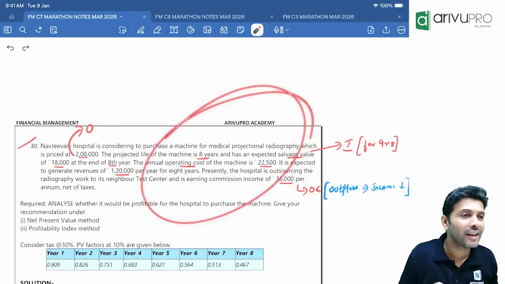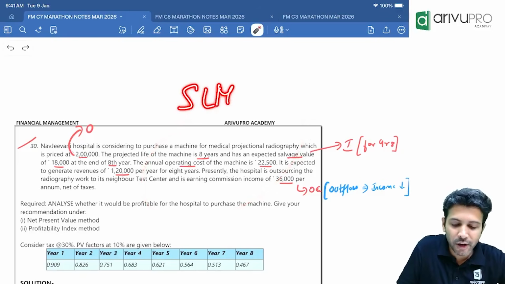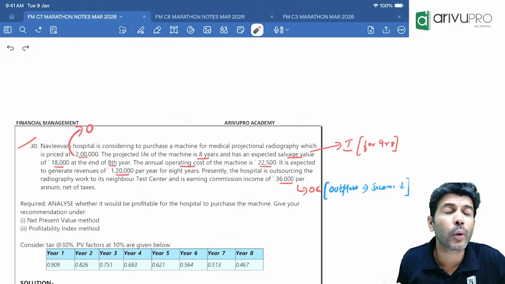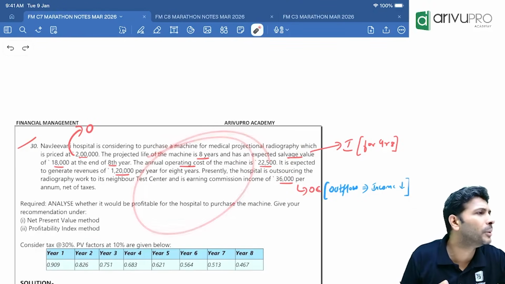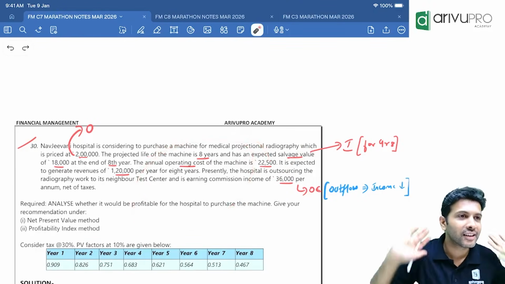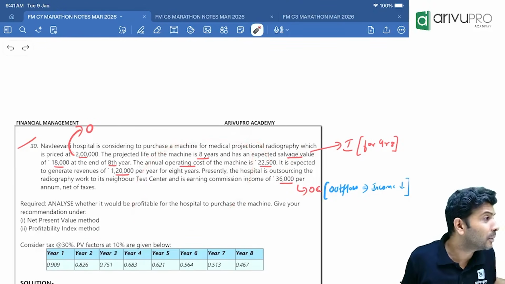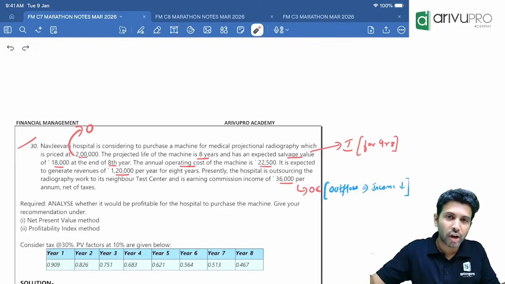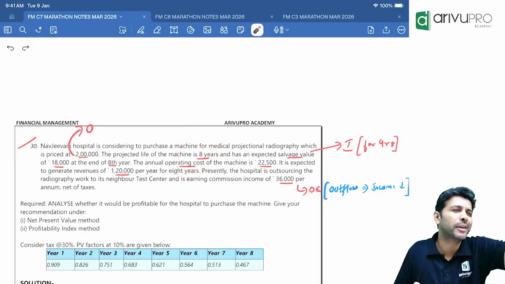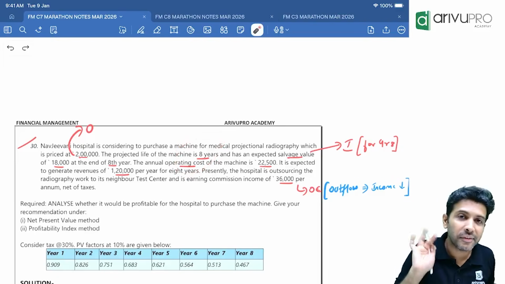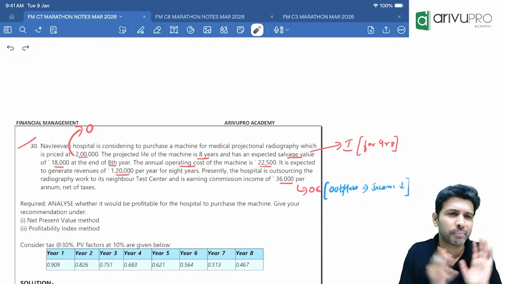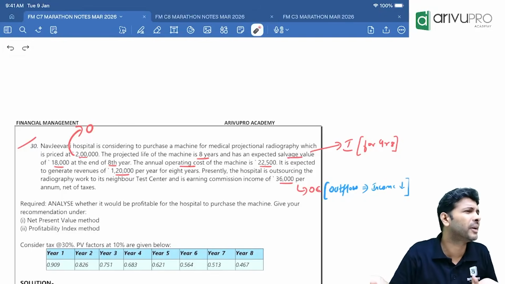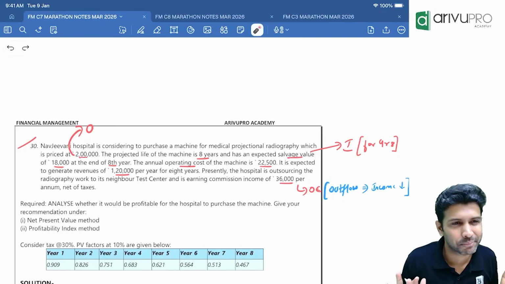In FMA, for all our questions by default, we will take what? SLM. We will take the WDV method only if the question mentions it. SLM means every year's depreciation is also the same. So 8 columns for 8 years or is 1 column enough? 1 column is enough, because every year's cash inflow is going to be the same. Even if you put 8 columns, it is not wrong, but you will get the same data every year. Waste of time.